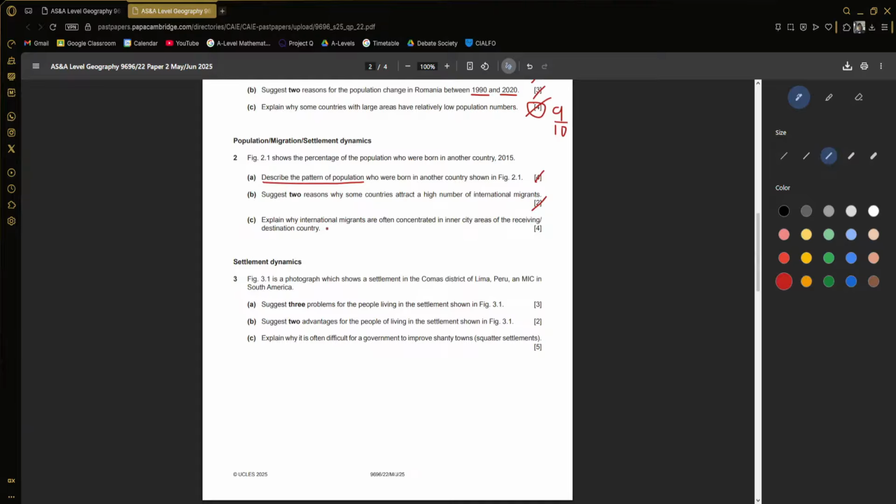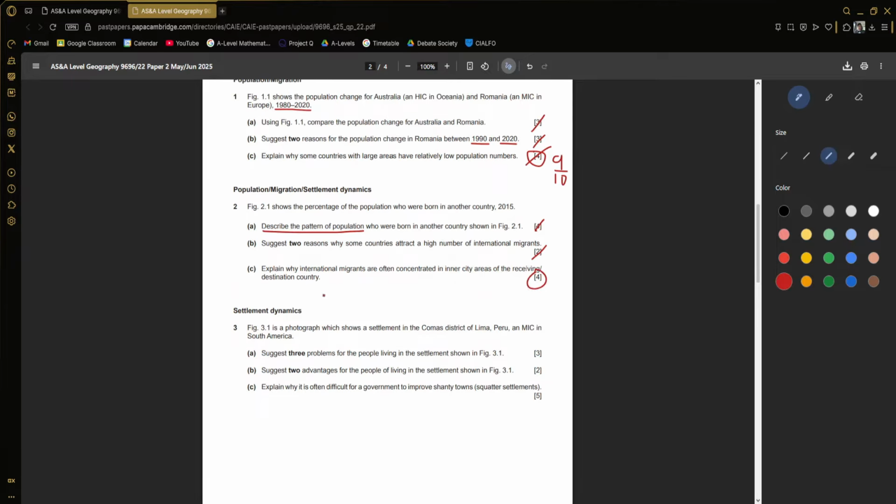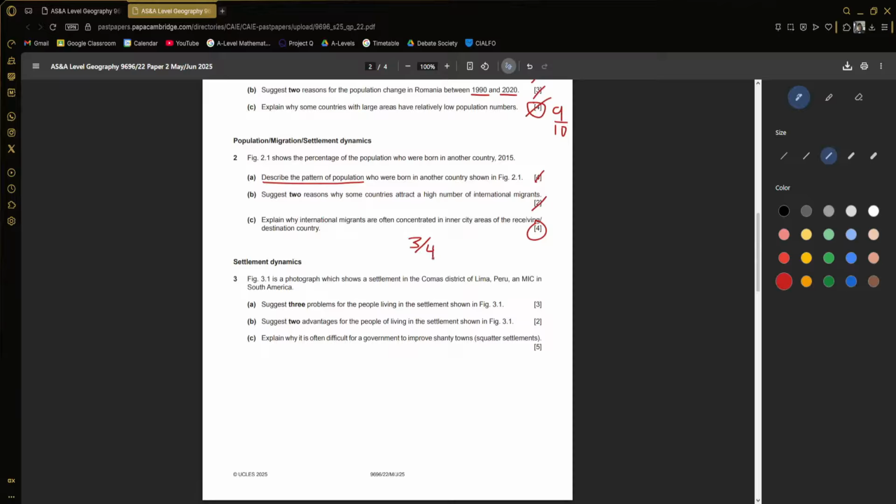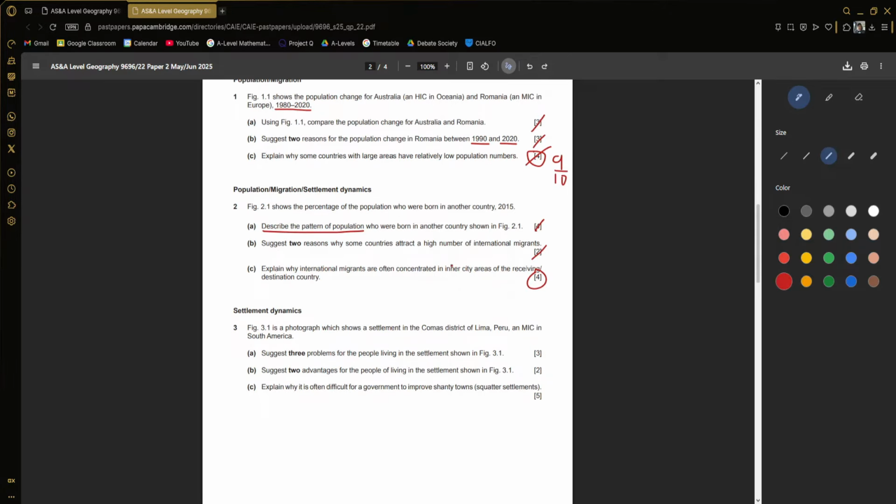For 2C, explain why international migrants are often concentrated in inner city areas of the receiving destination country. And as you can see here, inner city, that's a big hint about settlement dynamics, even though the main topic is migration. Again, this is 4 marks, so it can either be 4 development points, 3 development points, 2 development points, however you want to structure it. And for this question, I got 3 out of 4 because I think I didn't get awarded for one of the developed points.